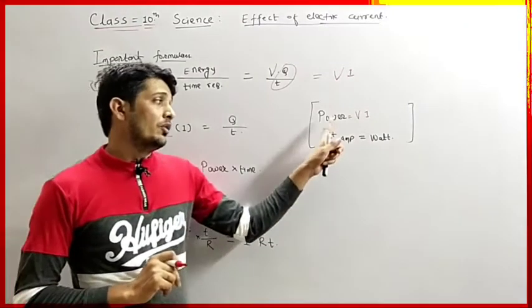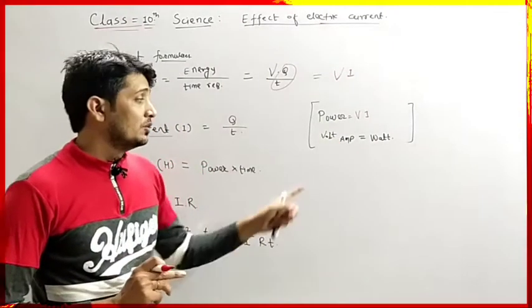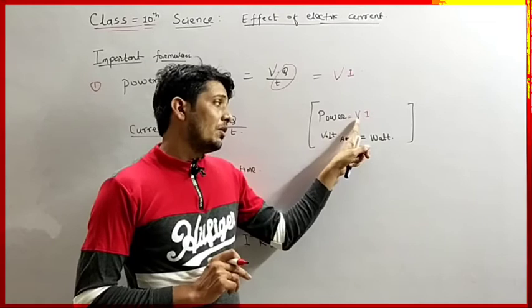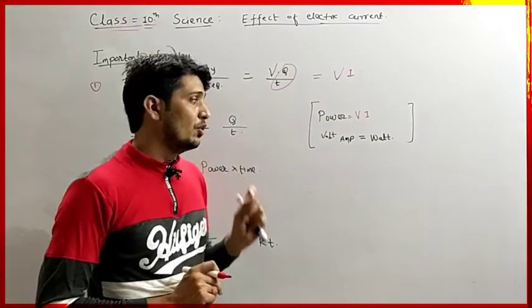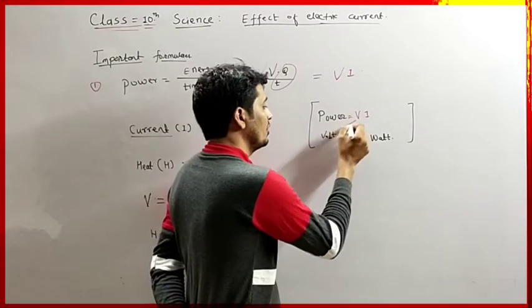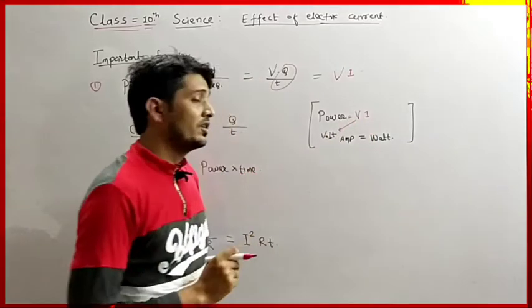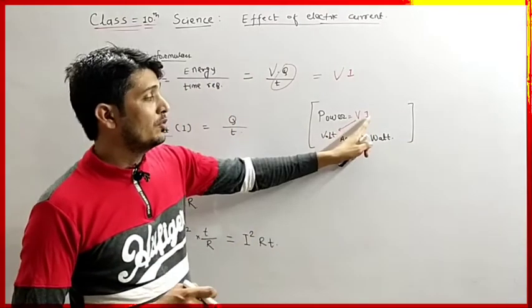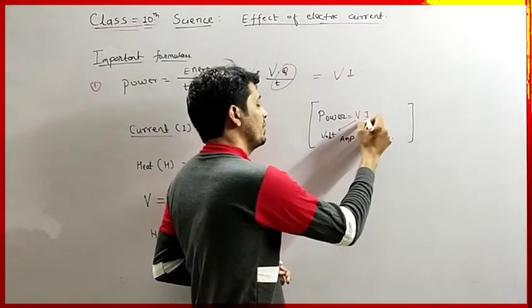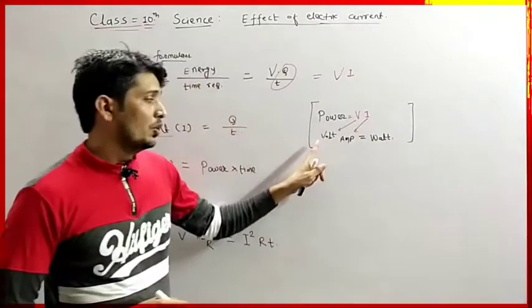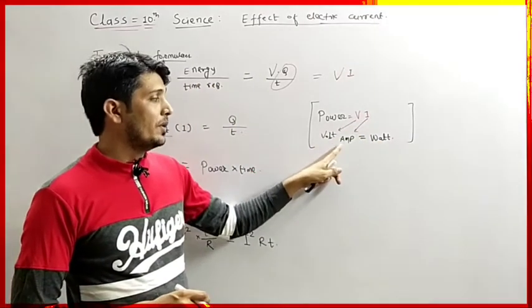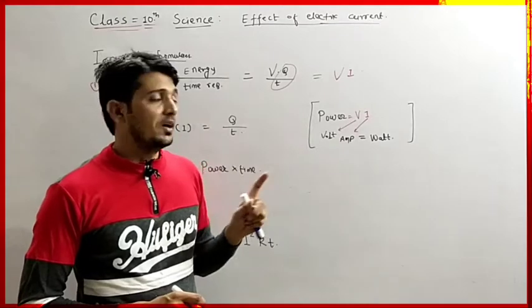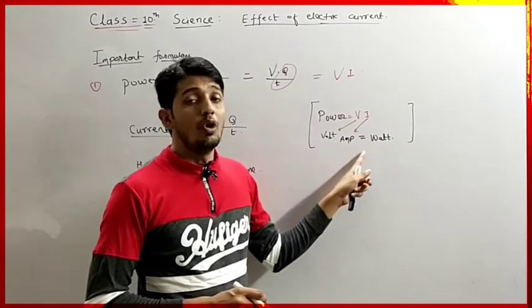Okay, now the unit of the power. The unit of potential difference is volt and the unit of I is ampere. Okay, so volt into ampere is nothing but the unit of power, which equals watt.